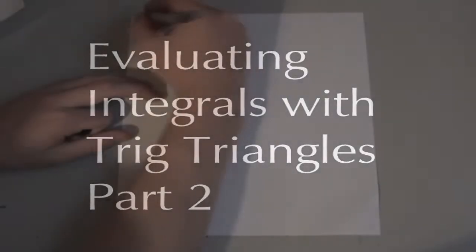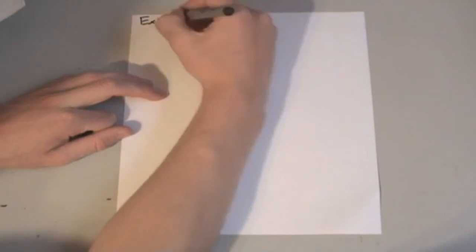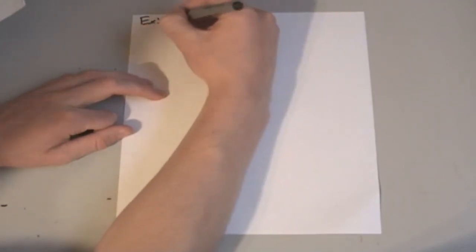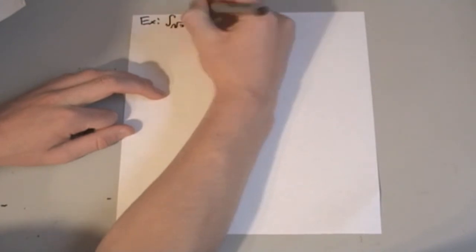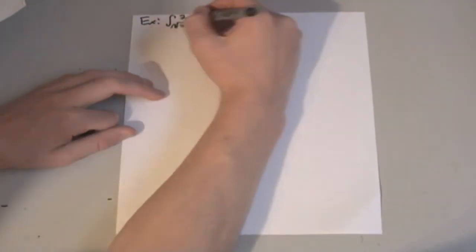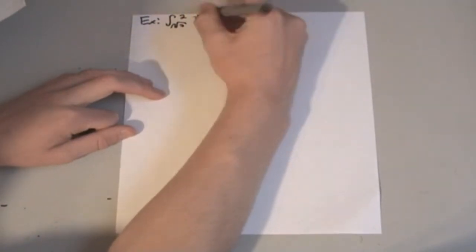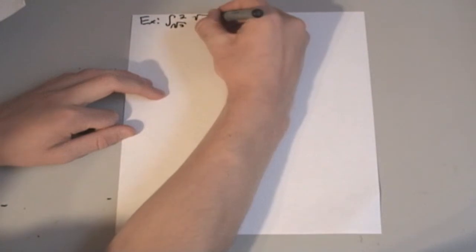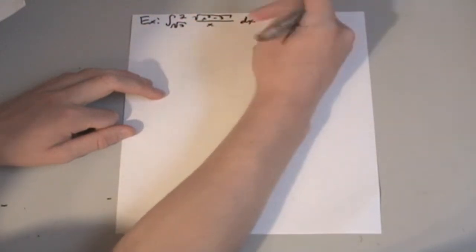Okay, here we are with another example of a trig triangle integral. This one actually does have bounds, so it's one more step to finding the value of the integral. In this case, we have the integral from square root of 3 to 2 of square root of x squared minus 3 over x dx.